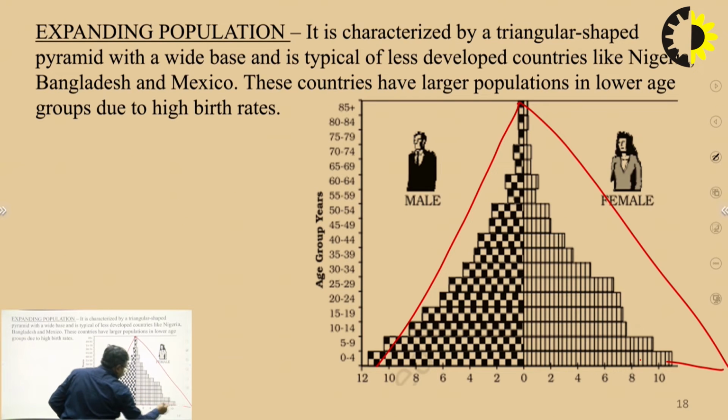The triangular shape of the pyramid with a wide base is typical of less developed countries like Nigeria, Bangladesh, or Mexico. These countries have a large population in the lower age group due to high birth rate.